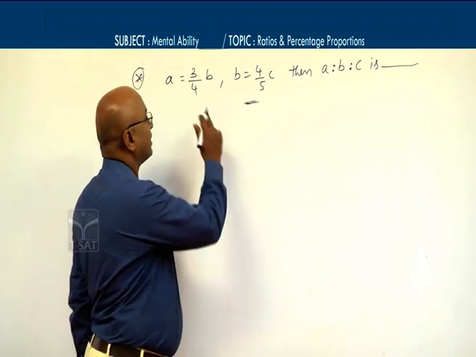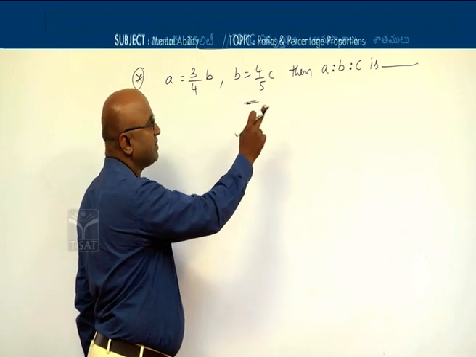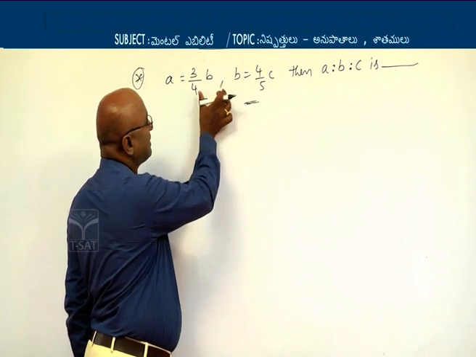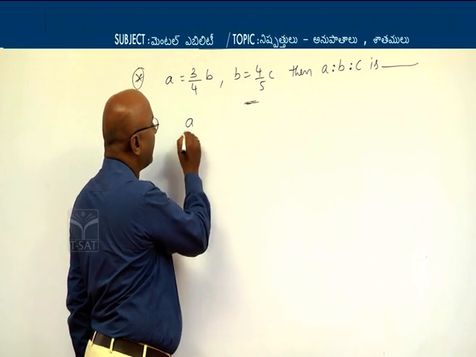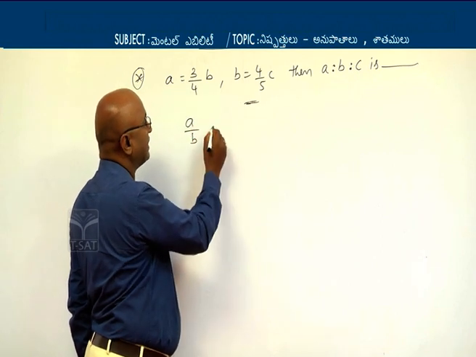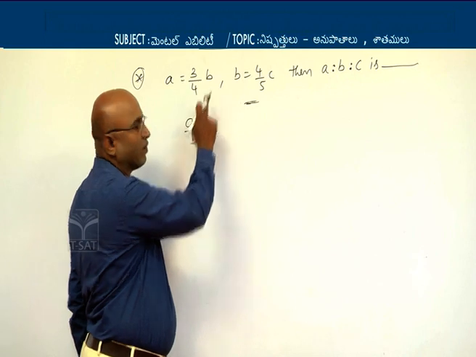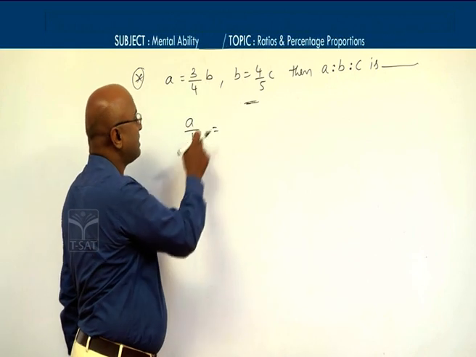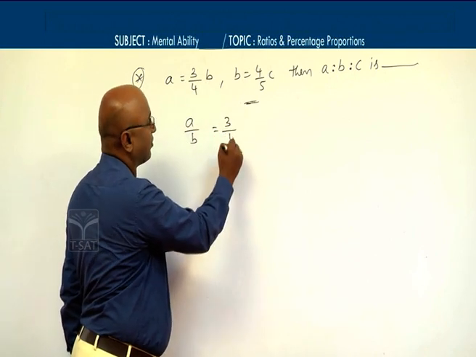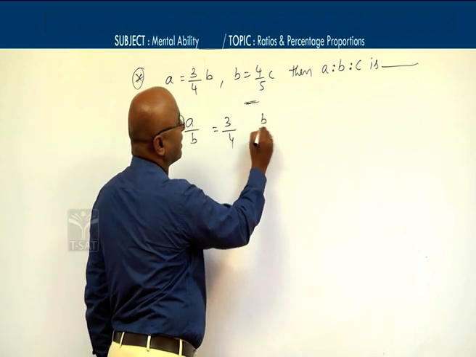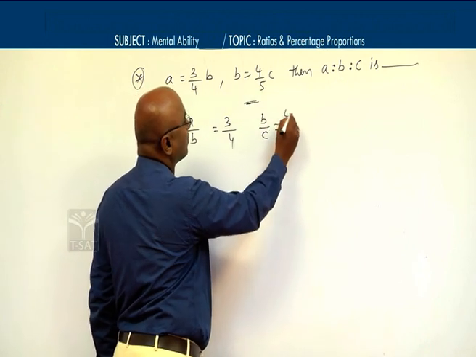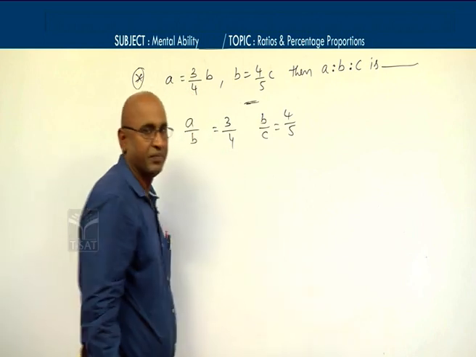Correct? Now, in order to find out A is to B is to C, we have to convert these expressions into the form of A by B and B by C. Here A is equal to 3 by 4 B, so in terms of B, A by B is equal to 3 by 4. Similarly, in terms of C, B by C is equal to 4 by 5.